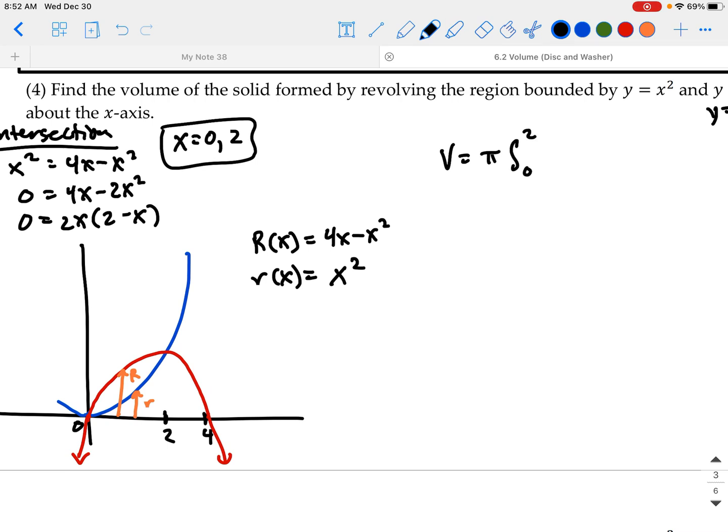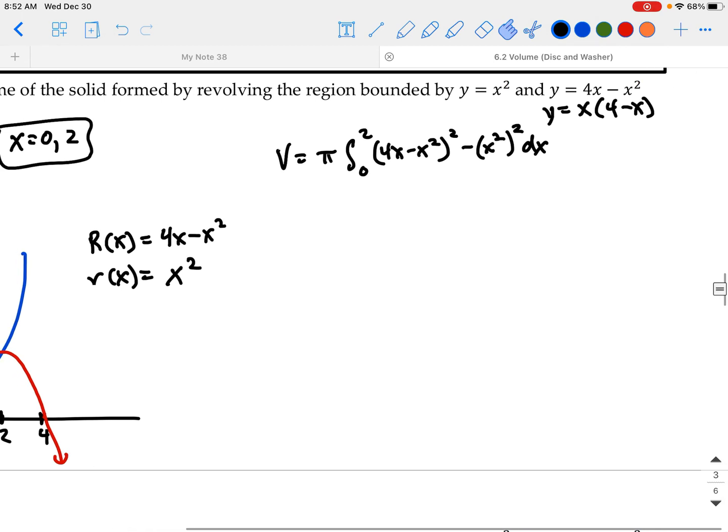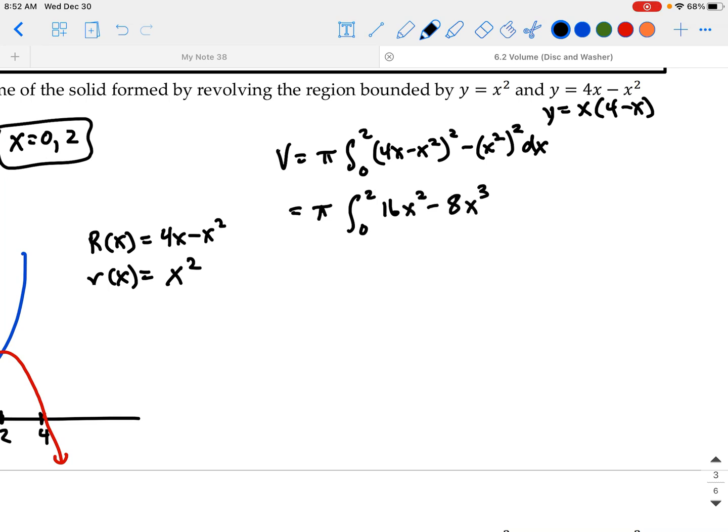So V is going to equal pi, integral from 0 to 2 of our outer radius squared minus our inner radius squared. All right. And now we need to work this out. So we've got pi integral 0 to 2. If we multiply this out, let's see what we end up with. We'll have 16x squared minus 8x cubed plus x to the fourth minus x to the fourth. So this is nice because we get some nice cancellation at least.